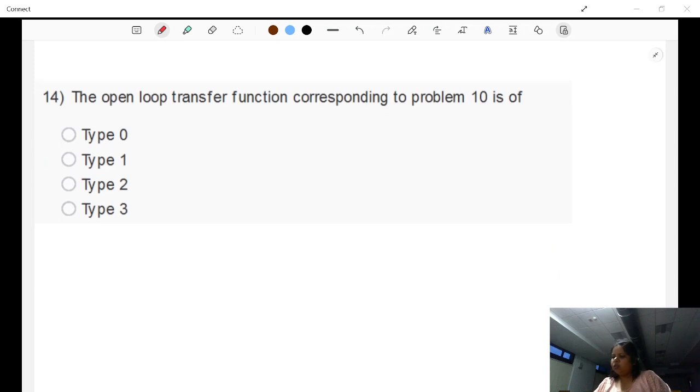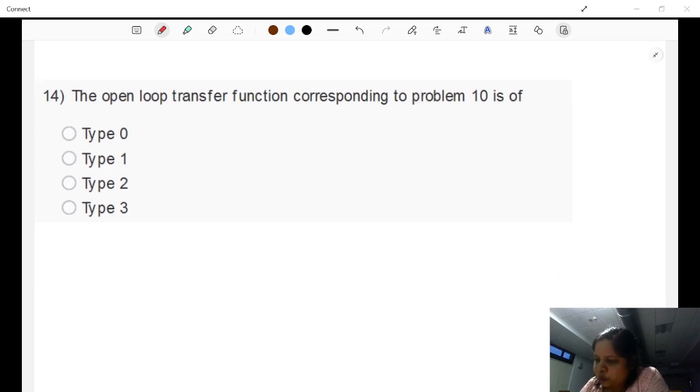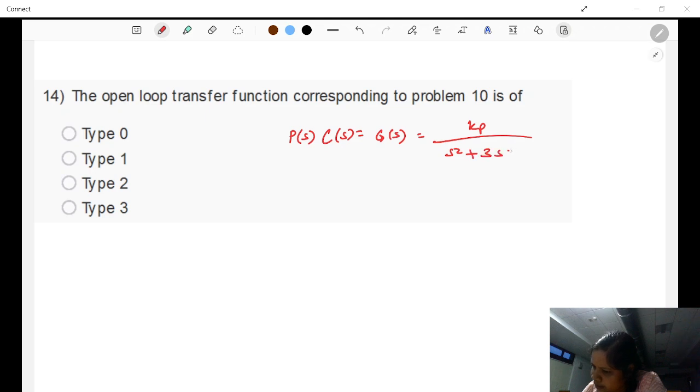Okay. So yeah, the open loop transfer function corresponding to problem 10 is of what type? So what was the open loop transfer function? Open loop transfer function was Ps into Cs is equal to Gs. What was it? Kp upon s square plus 3s minus 2. All right. And we need to find out this is of what type.